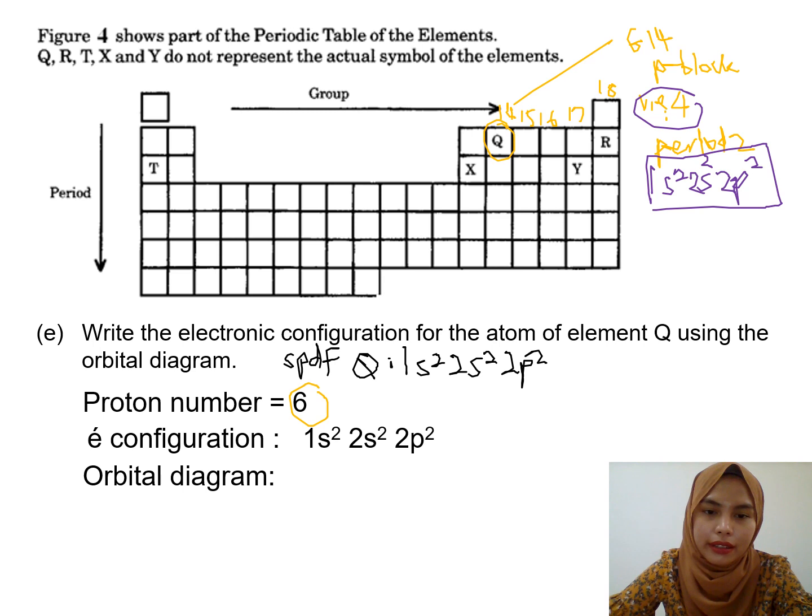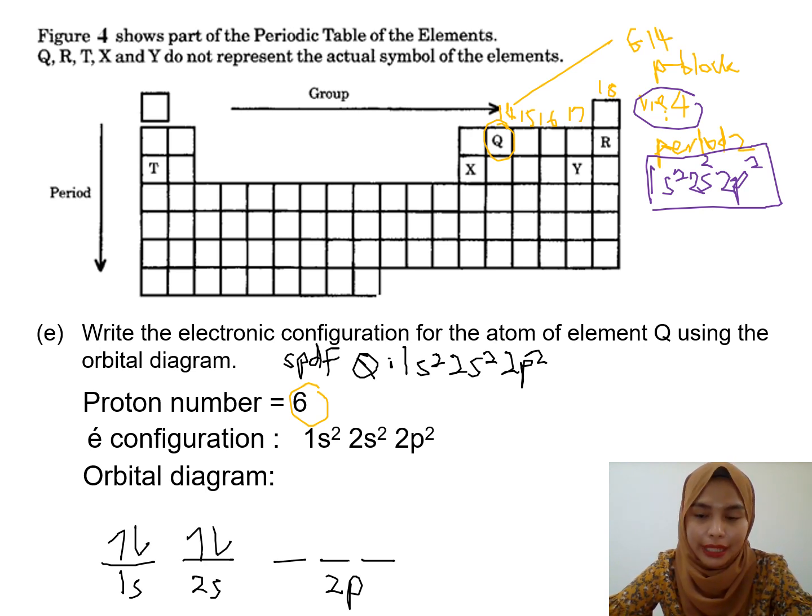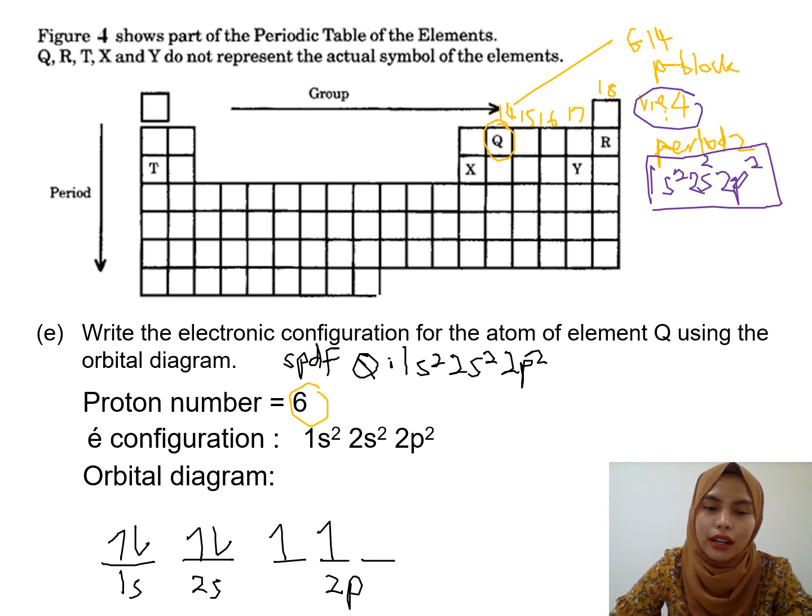Macam mana nak buat orbital diagram? So, you buatlah platform untuk 1s, platform untuk 2s, platform untuk 2p. Untuk 1s, you will have 2 electron, 2s, 2 electron, 2p. Please, because p ada 3 orbitals, please ikut Hund's rule. Hund's rule cakap isi single dahulu. So, that's how it goes for the orbital diagram untuk element Q.